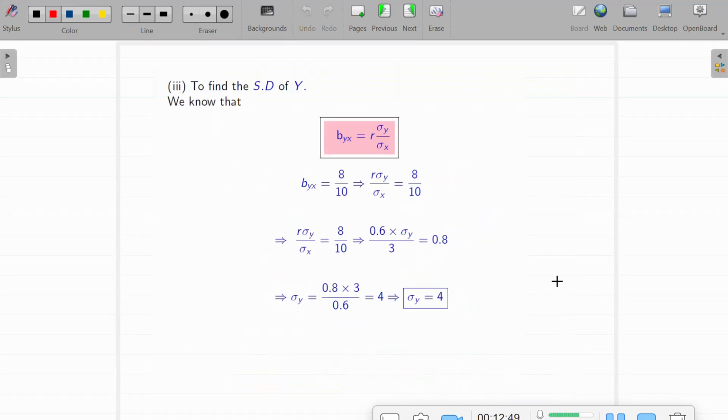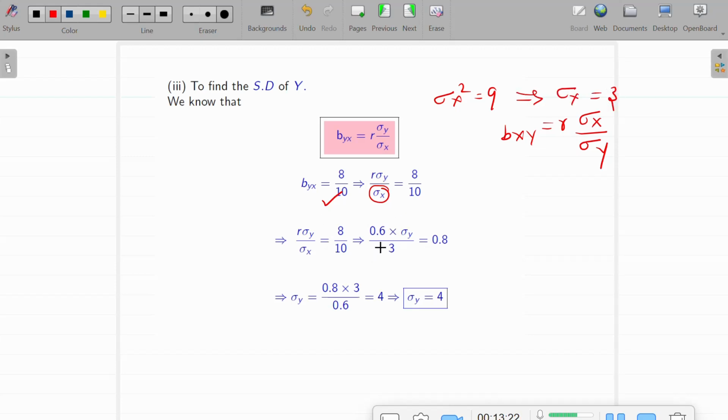And the third question is to find the standard deviation. I can use either y on x or x on y, because both have the formula for finding sigma y. If I take byx is equal to r sigma y by sigma x, I know the value of this from the previous slide, which is equal to this. On simplification, I'll substitute. I already know sigma x given in the question: the variance is given as 9, which implies sigma x is equal to 3.